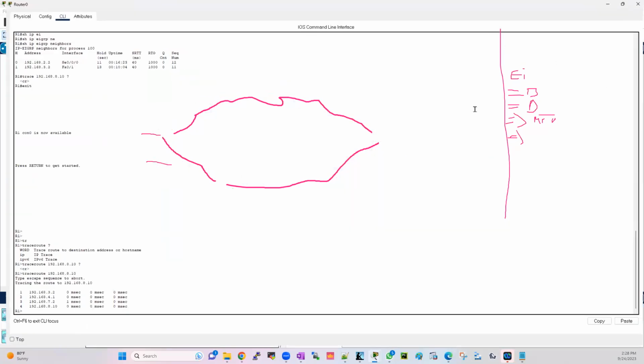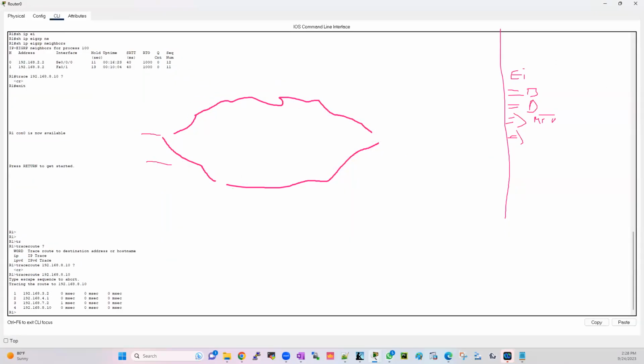Let me blow it up. If you look at these metrics now, I do a trace route from this router to the server. It now shows that it's going to follow .3, 3.2, 4.1, 7.2 to 8.10. Let's go back to our lab.